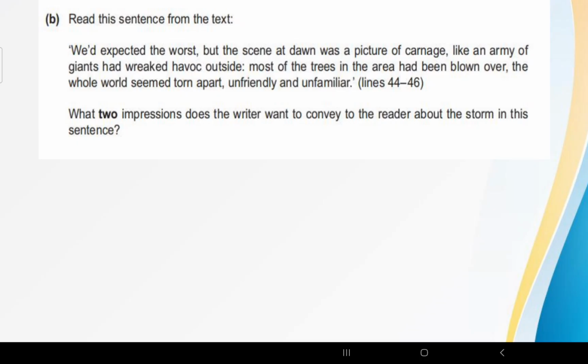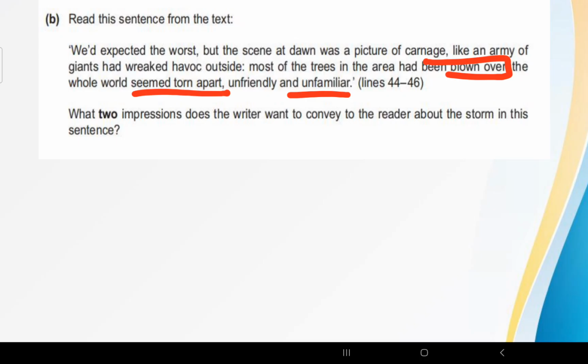"Most of the trees in the area had been blown over." This word blown over shows that the wind is very strong. It gives us an impression of a strong wind. "The whole world seemed torn apart" is also giving us an impression of strong wind. And "unfriendly and unfamiliar": the word unfamiliar gives an impression that the people of that area are not used to that kind of wind. "We'd expected the worst, but the scene at dawn was a picture of carnage."